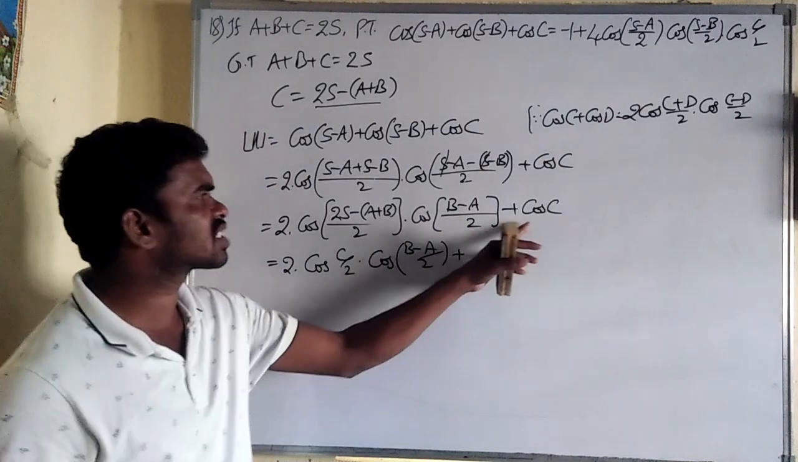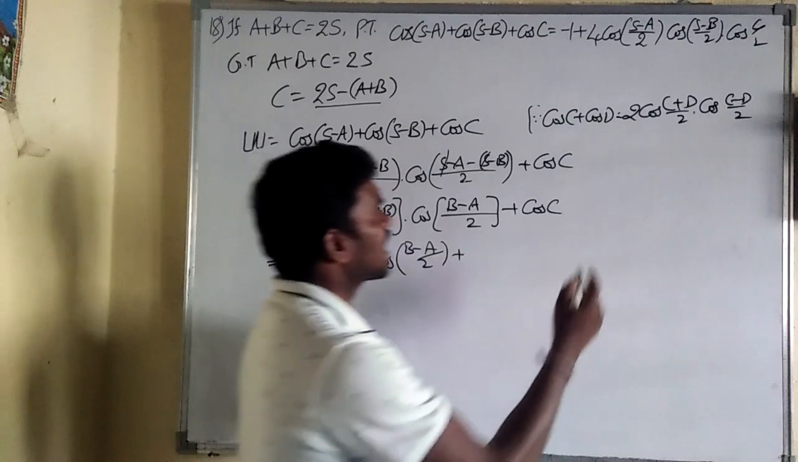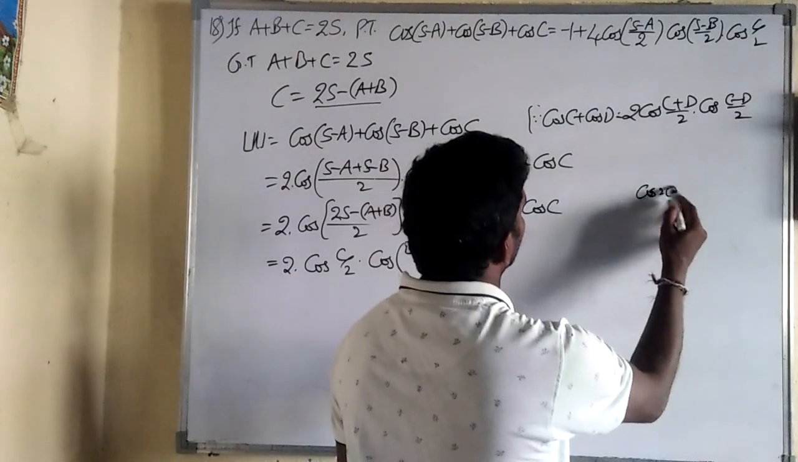We should convert this cos c in terms of cos c/2. How can we convert? Again, see what is the cos 2 theta formula in terms of cos.